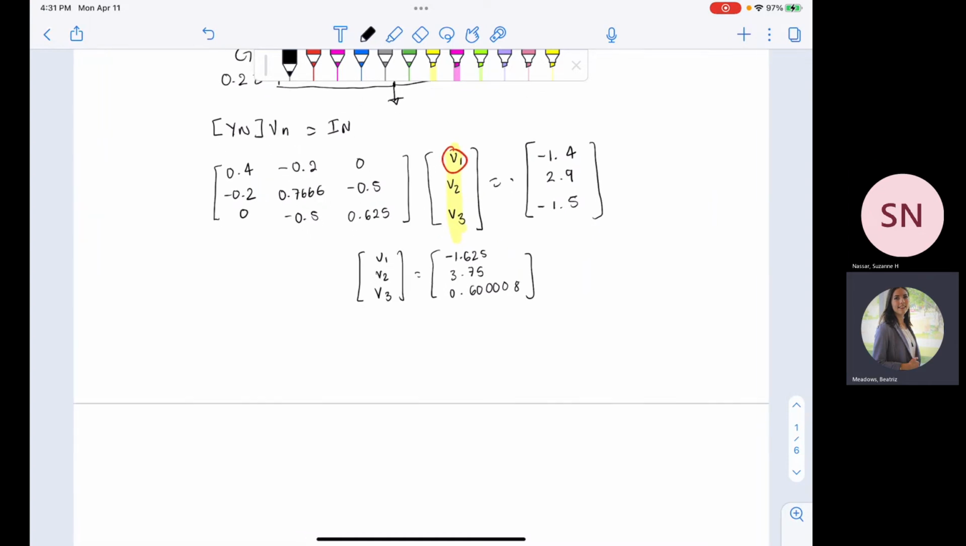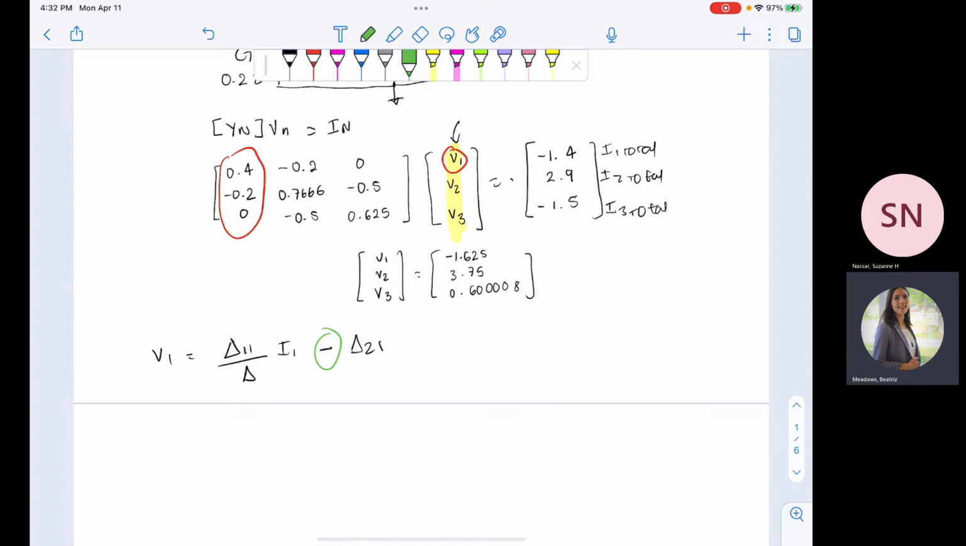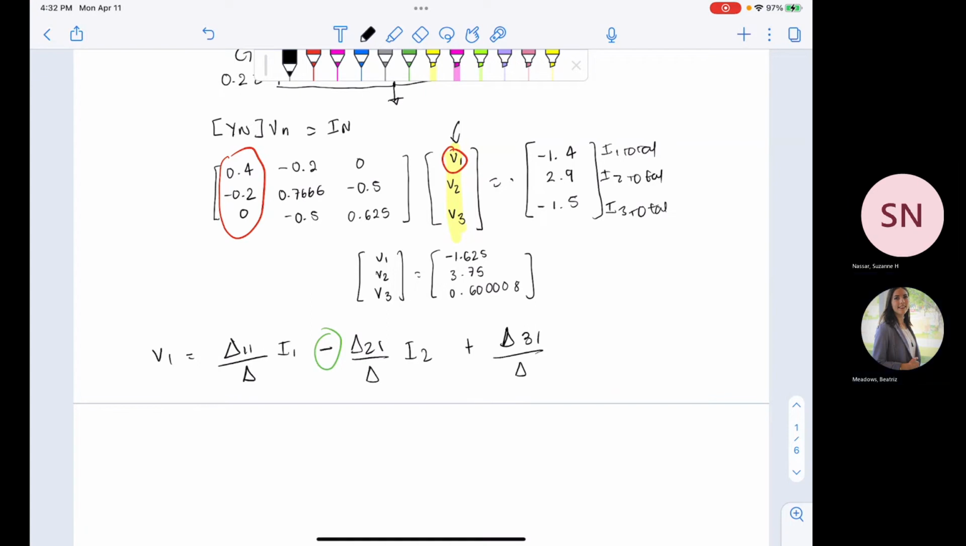So if we're trying to solve for B1, then since B1 is the first row, first column of this vector, we need to take all the combinations of the first column and take all the determinants. So the equation for B1 will look something like this: delta 1,1 over delta times, in our case, I1 total, I2, I3. So here we will have I1 and then minus, and I hope you remember this minus comes from matrices. You know how it's plus, minus, plus, minus, all that stuff. You should have learned it in differential equations or linear algebra. And then this is I2 plus delta 3,1 over delta I3.